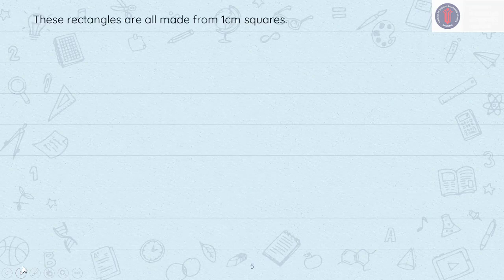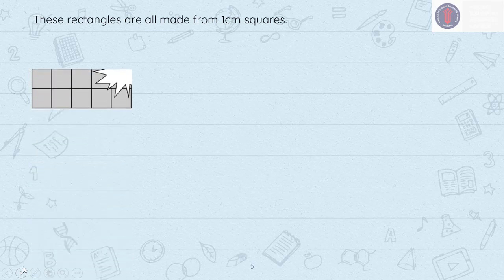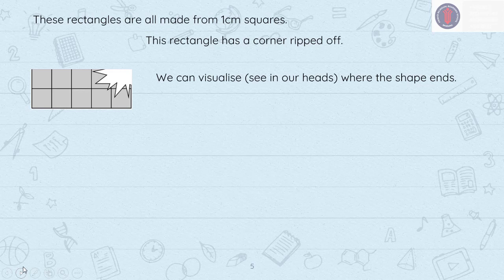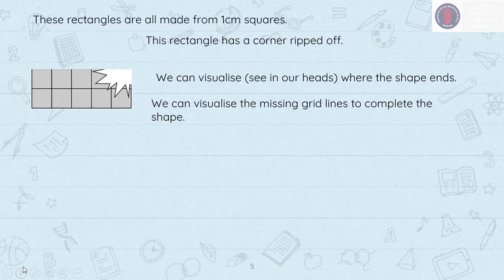Okay, let's see this one. These rectangles are all made from 1 centimeter squares. Oh, but this rectangle has a corner that is ripped off. So we can still see in our heads where the shape ends. We can visualize the missing grid lines to complete the shape. Do you know how many squares are lost in here? Yes, the area of this rectangle was 10 centimeter squares. Count how many squares? 1, 2, 3, 4, 5, 6, 7, 8, 9, and 10.